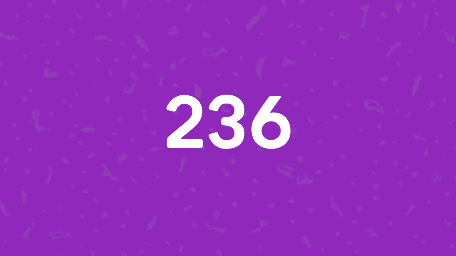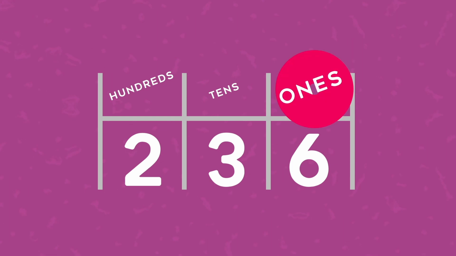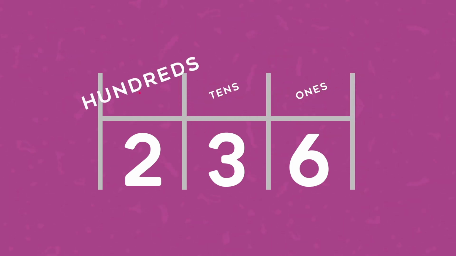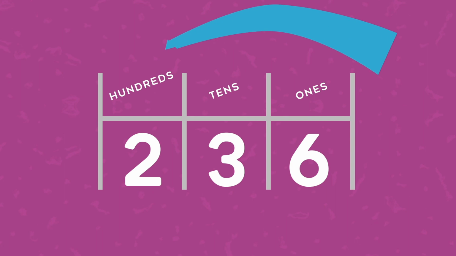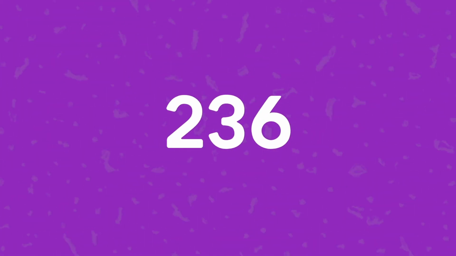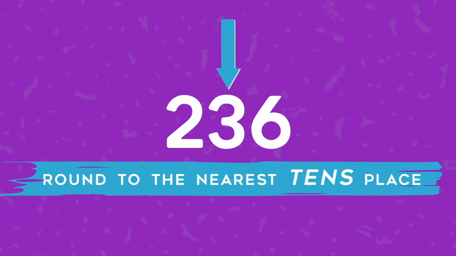That's great, but what about bigger numbers? Let's say we had the number 236. First, let's take a trip to our place value chart. With the number 236, we have a value in the ones place, the tens place, and the hundreds place. And that means we could round in a few different ways. We can estimate 236 to the nearest tens place, and we can estimate 236 to the nearest hundreds place. Let's take a look.